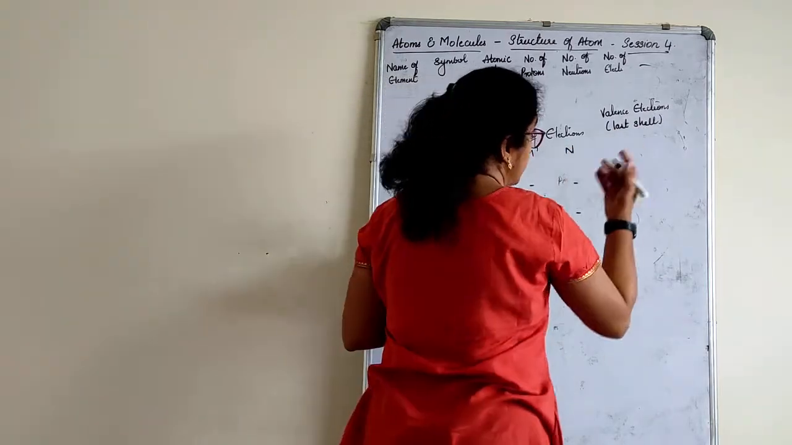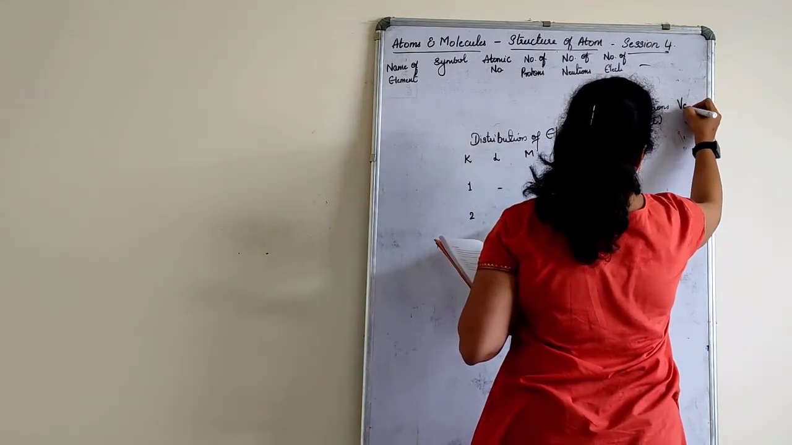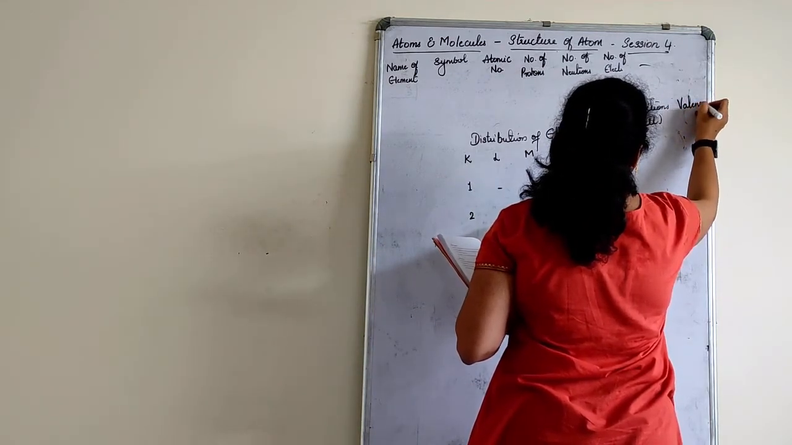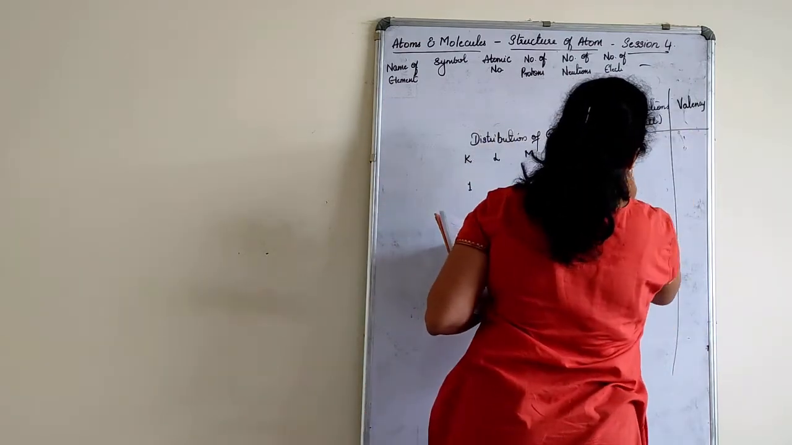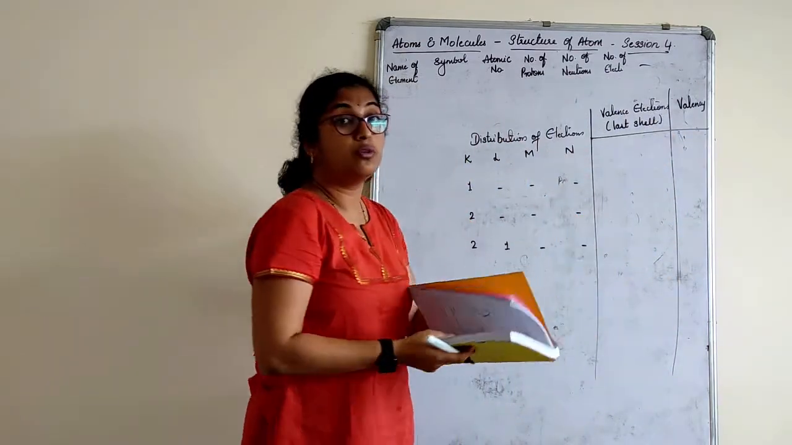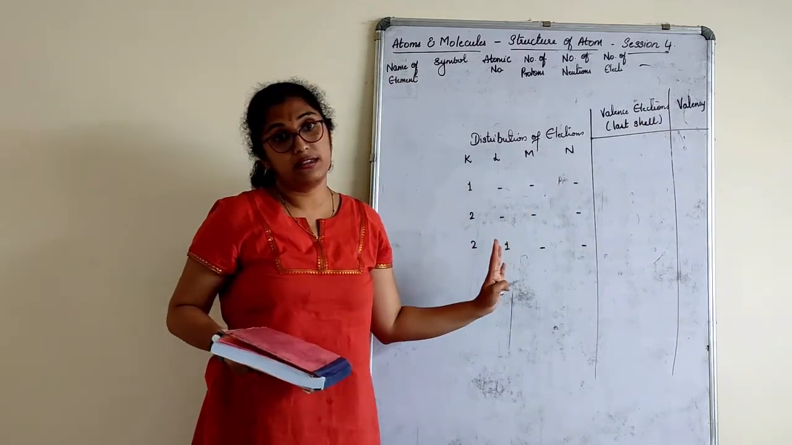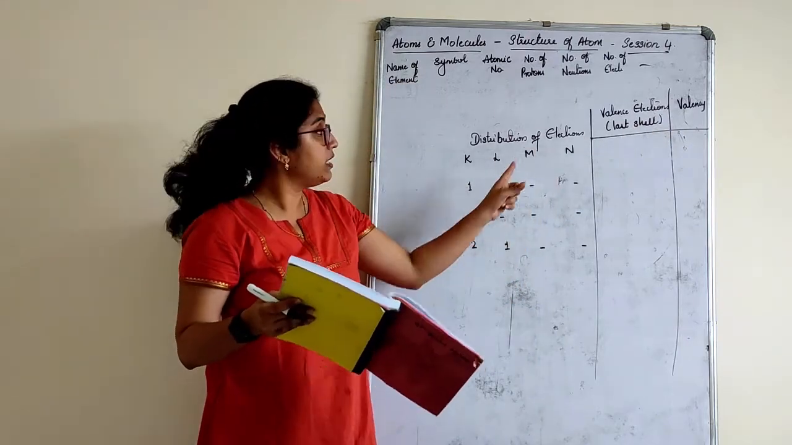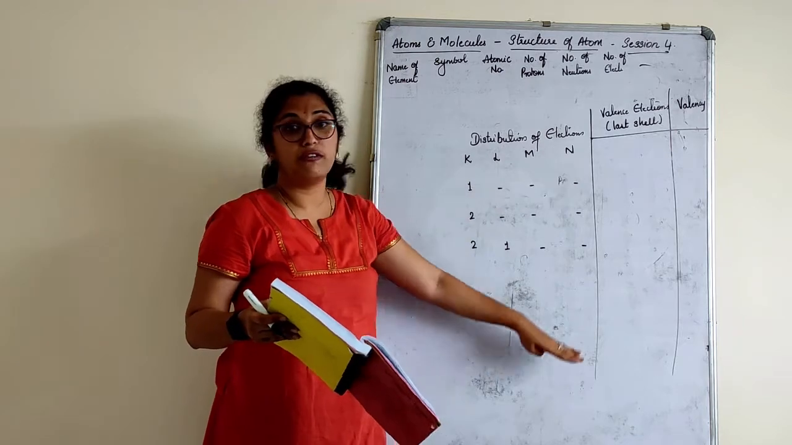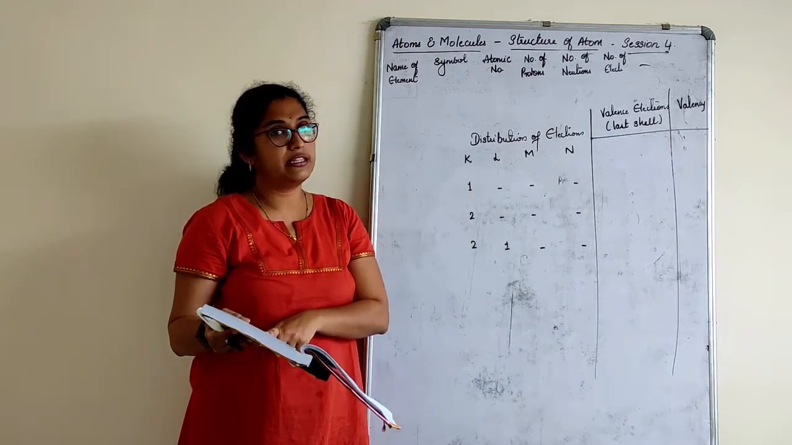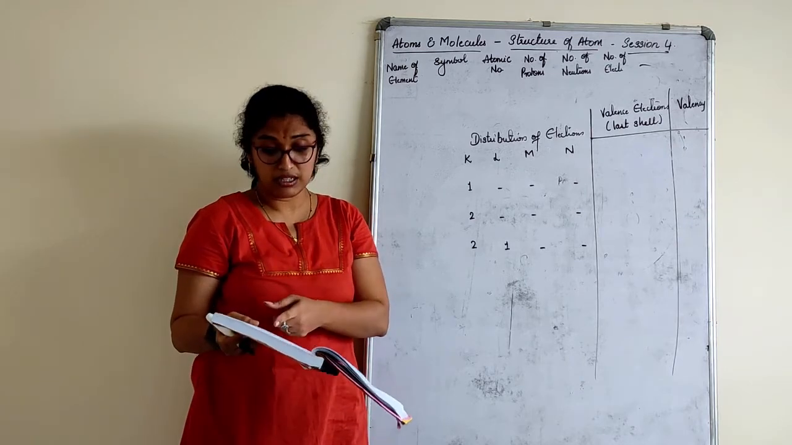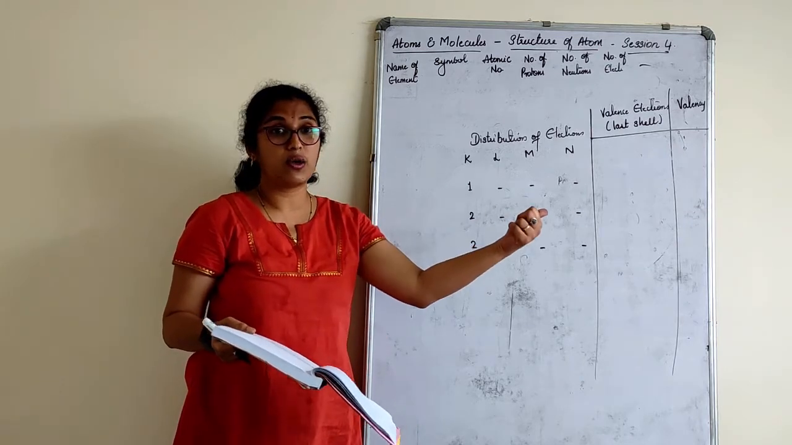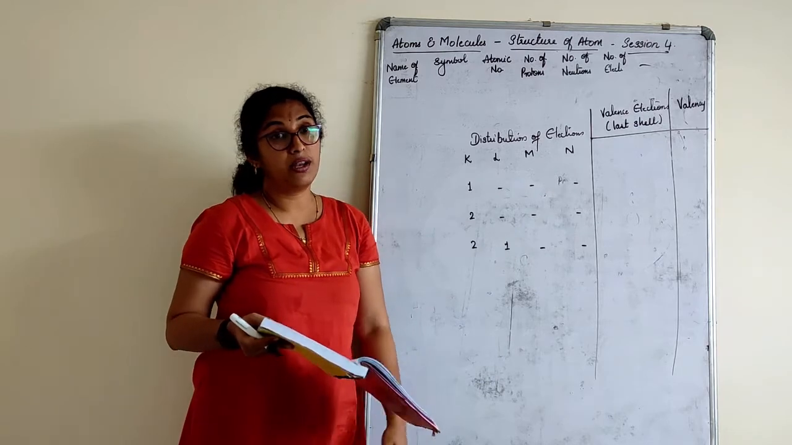And the last column will be valency. So, these two columns you are going to keep blank as it is, right? Nothing. You will only write till distribution of electrons, fill this. Though valency is given in the book, you need to understand it, because this is what is required in your chemical formula, how to make it.